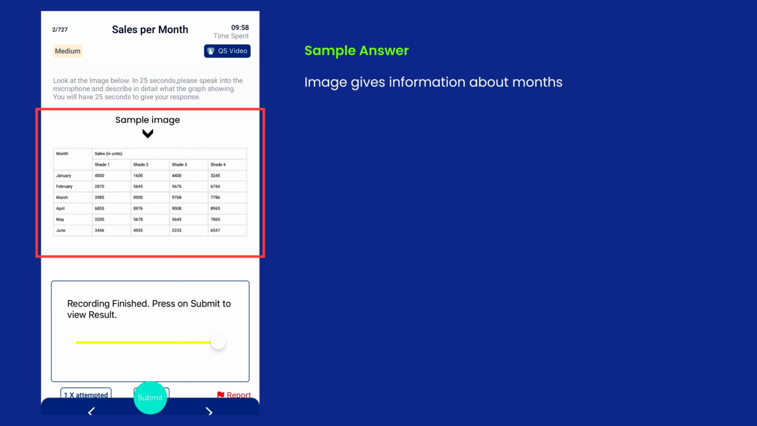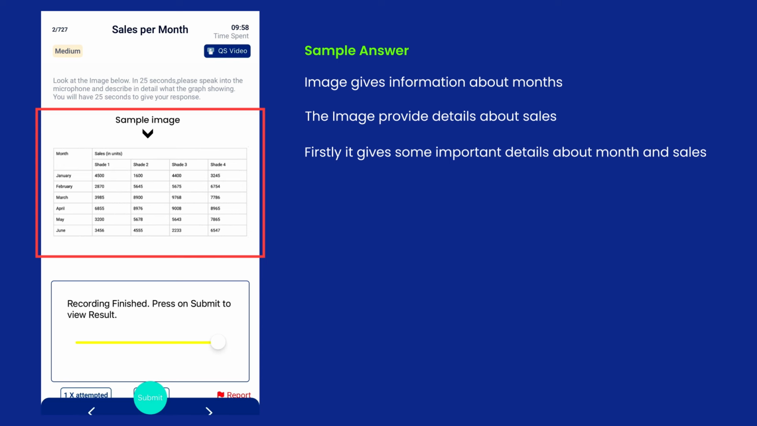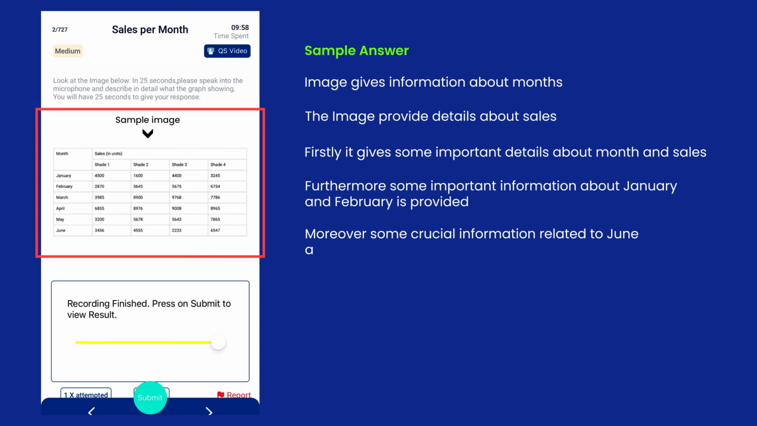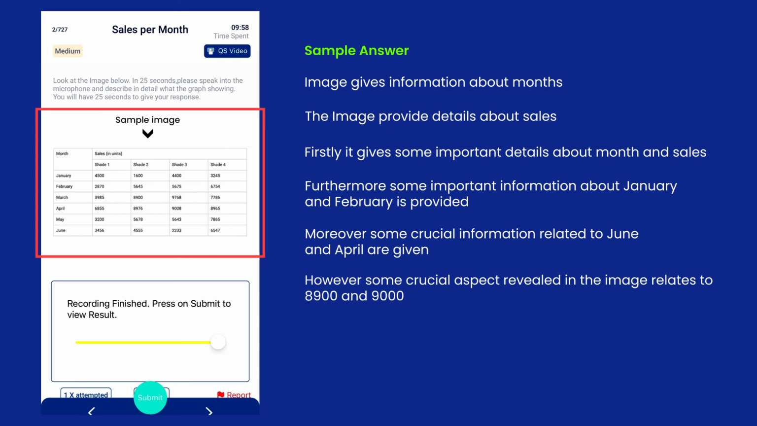Image gives information about months, or I can start the image provide details about sales. Firstly, it gives some important details about month and sales. Furthermore, some important information about January and February is provided. Moreover, some crucial information related to June and April are given. However, some crucial aspect revealed in the image relates to 8900 and 9000. Overall, the image provides a lot of details about sales, months and units.